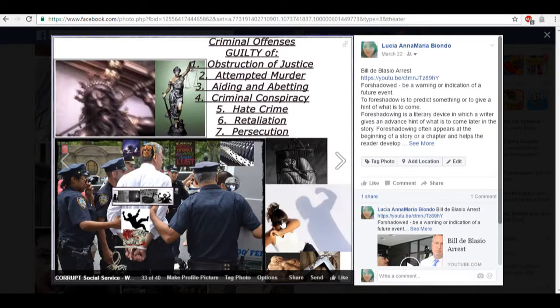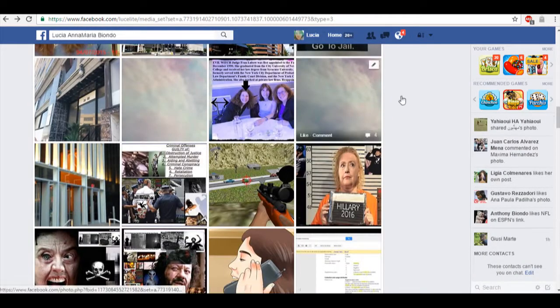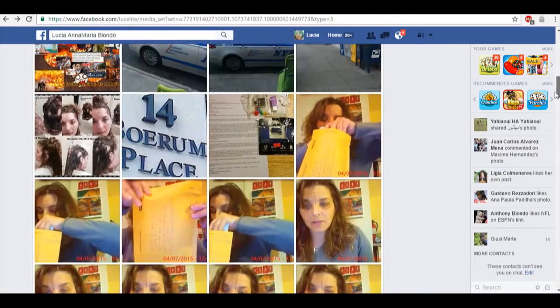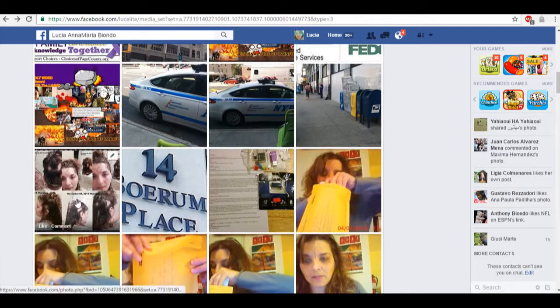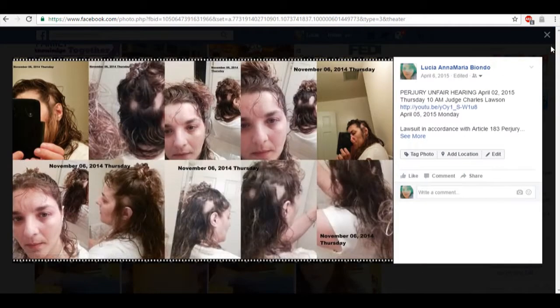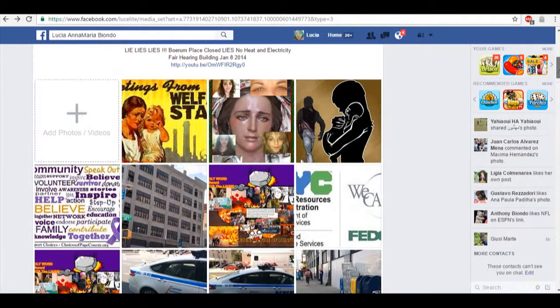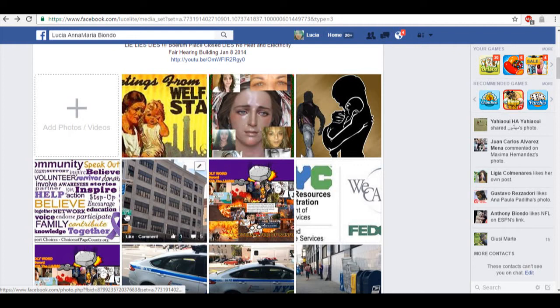So this has to do with the domestic violence, that these people are the ones that are covering up, and they are guilty of obstruction of justice, attempted murder, aiding and abetting, criminal conspiracy, hate crime, retaliation, and persecution. And you see, this is all the things that are happening to me because of heavy metal poisoning and abuse. My hair has been falling off. There's plenty of other pictures.